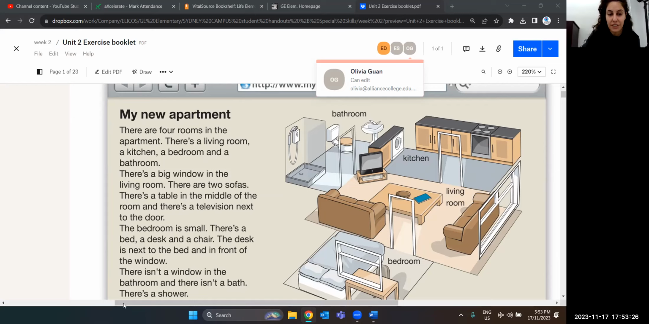Because it's written this way, we need to say there's. So the way that you see the word, the contraction of 2 words, you have to read it the way it is written. So there's a shower, not there is, because it's written connected. So we have to say it connected. There's a shower.